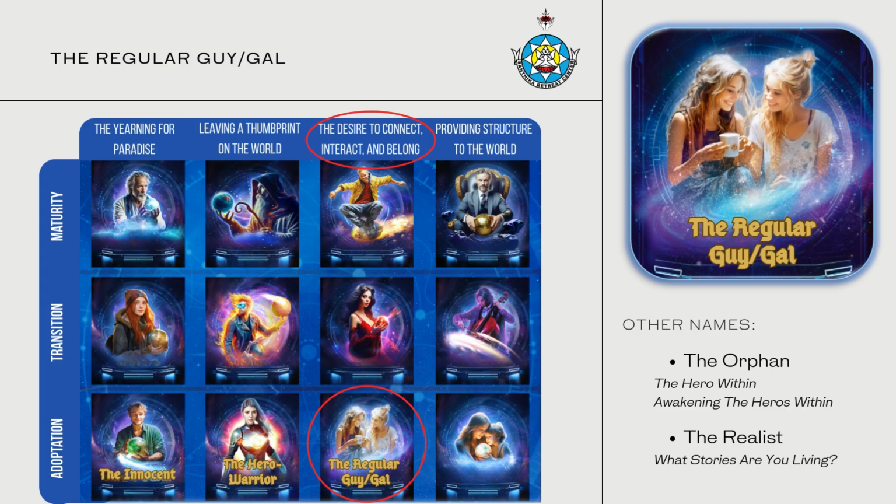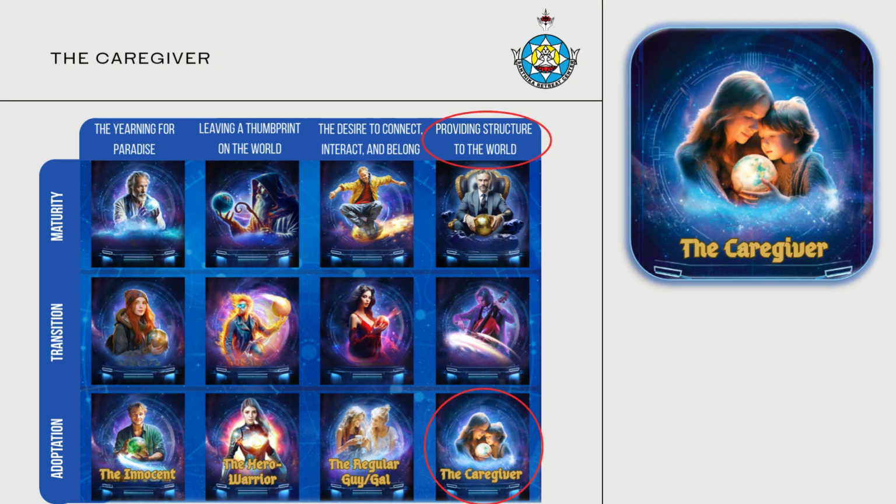The regular guy/gal often thinks, "I want to be normal." And it is here that many limiting beliefs take root. I'm not normal if... This stage gives rise to our third fundamental need, described by Pearson as the desire to connect, interact, and belong.